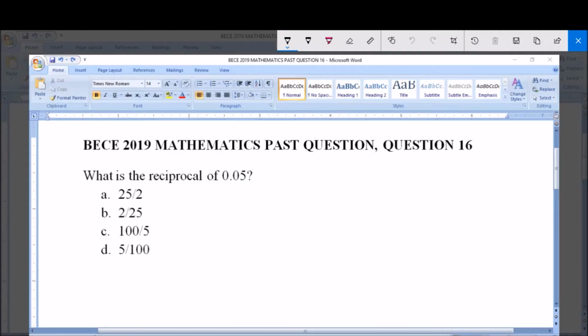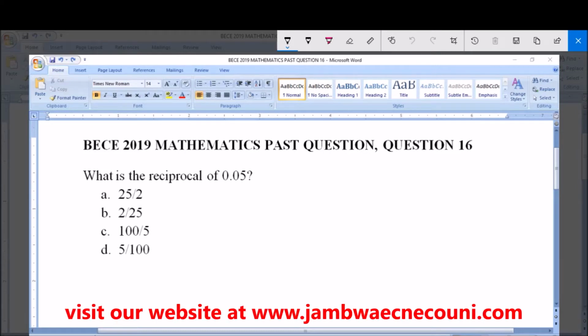Today we're going to be looking at BECE 2019 Mathematics past question 16. What is the reciprocal of 0.05? A, 25 over 2; B, 2 over 25; C, 100 over 5; and D, 5 over 100.